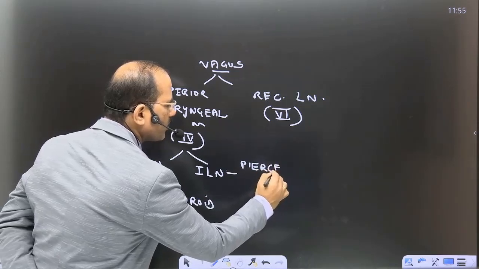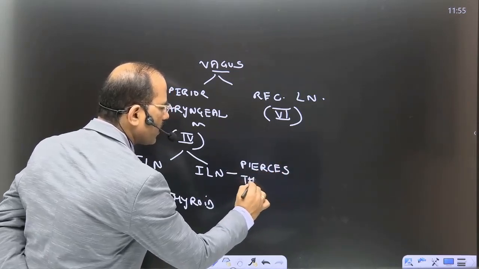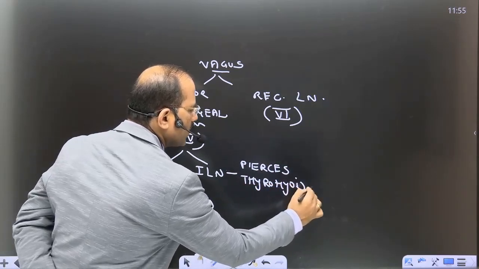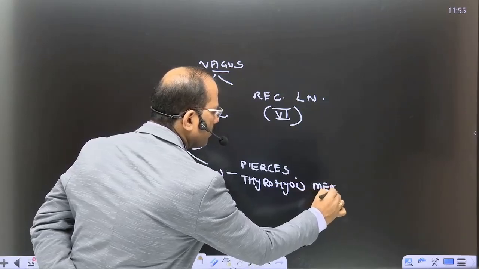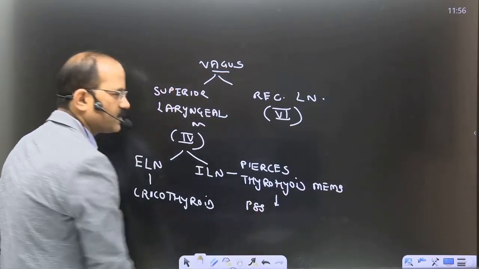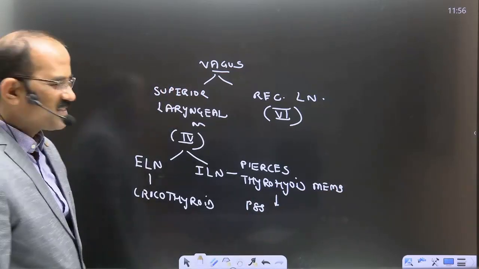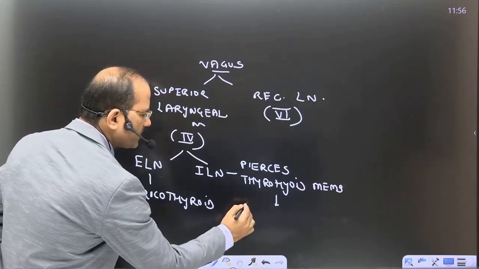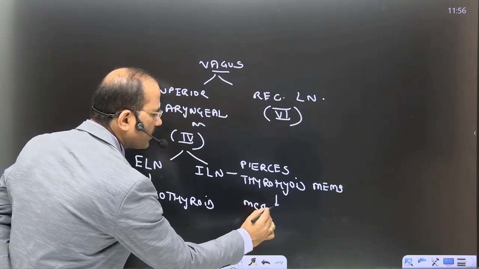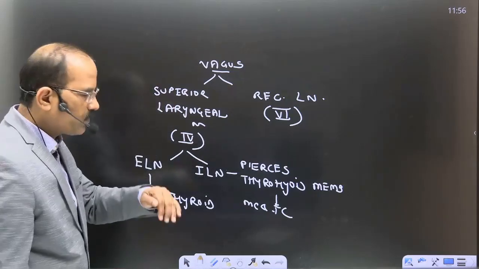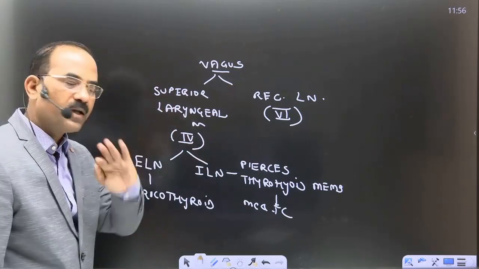That's a very important MCQ. Pierces the thyrohyoid membrane. I've shown you this in the last lecture. Pierces the thyrohyoid membrane, then passes between the middle constrictor and inferior constrictor. We've seen this now. First pierces the thyrohyoid membrane, then goes between the middle and the inferior constrictor.